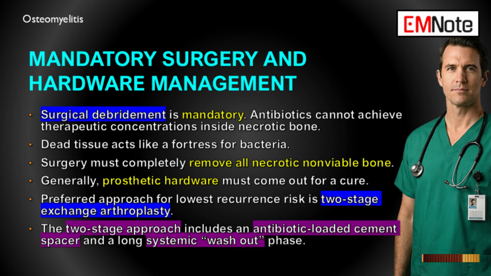Which surgical approach gives us the lowest risk of recurrence? The two-stage exchange arthroplasty is overwhelmingly preferred. It's much better than a one-stage procedure. When you're dealing with virulent bacteria like Staphylococcus aureus, the two-stage approach lets you remove the infected hardware, put in an antibiotic-loaded cement spacer, and then have a long systemic antibiotic washout period. Right, clearance phase. Exactly. That clearance phase, before the new prosthesis goes in, dramatically lowers the risk of recurrent infection compared to trying to do it all in one sitting.